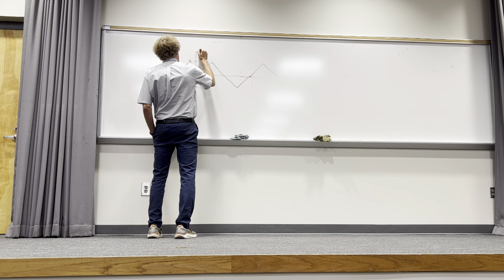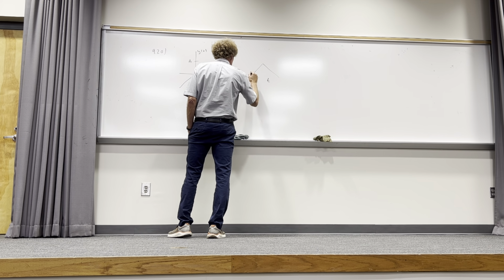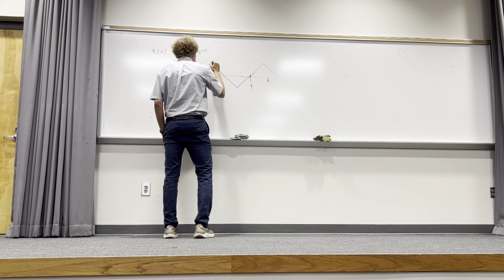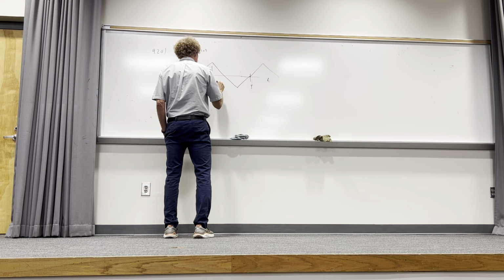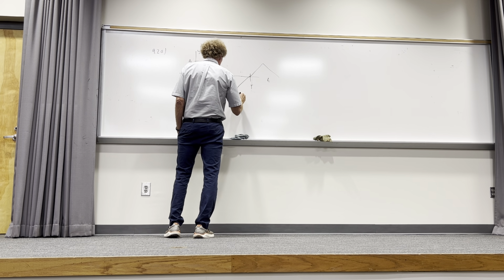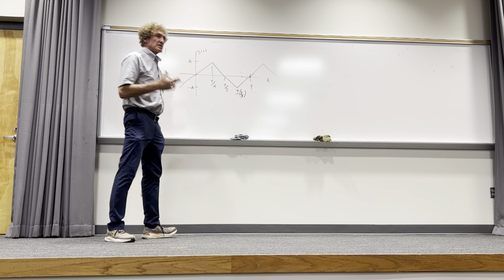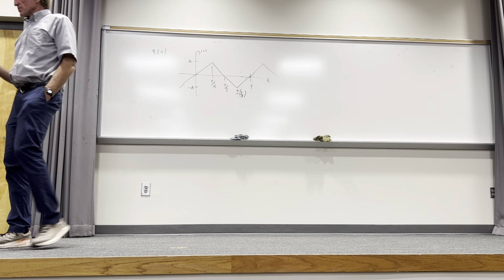You can call this y of t if you want. Then you can call this time t. Here's period t. This would be t over 4, t over 2. Right here would be 3/4 t, sorry. But does everybody follow me on this? This is a standard waveform. It's a triangle.